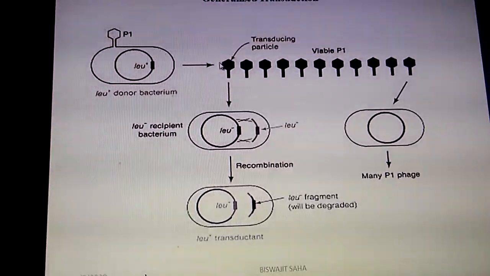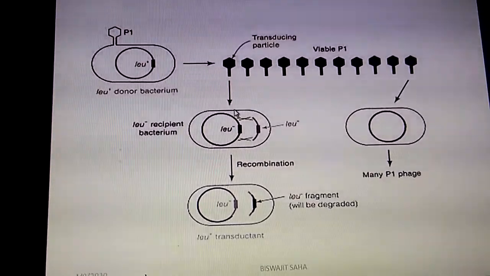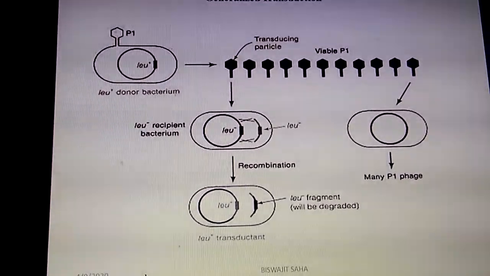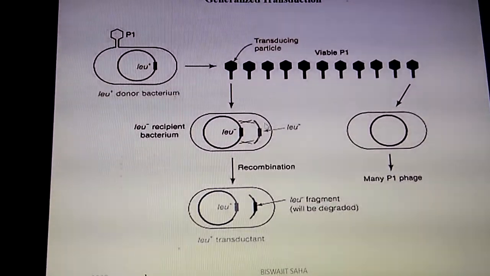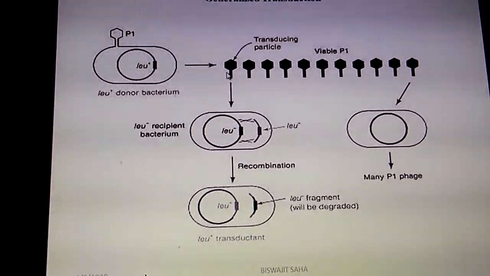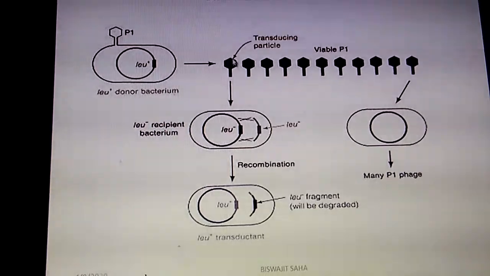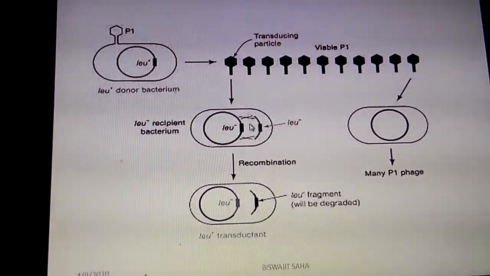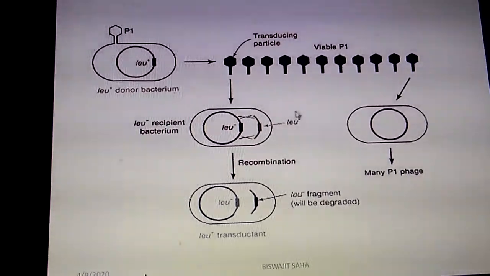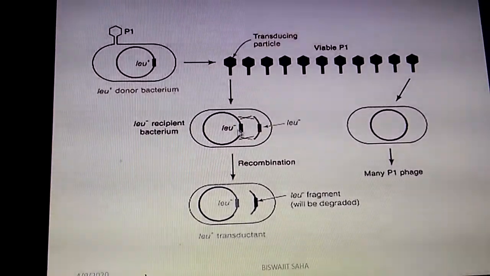So when this particle next infects another bacterium, the bacterial cell will not lyse, because this transducing particle entirely contains bacterial DNA. If the bacterial DNA contains the leucine gene, it will inject the leu plus. This one is leu plus, and this is the leu minus DNA.